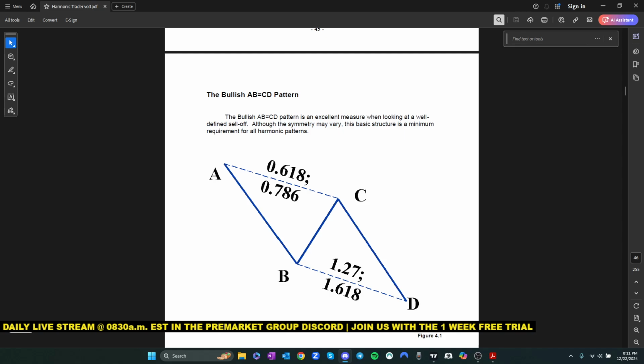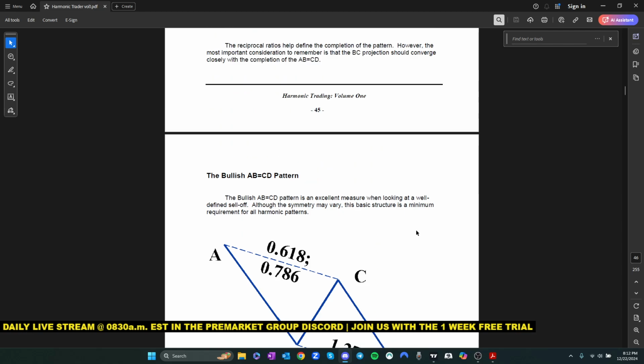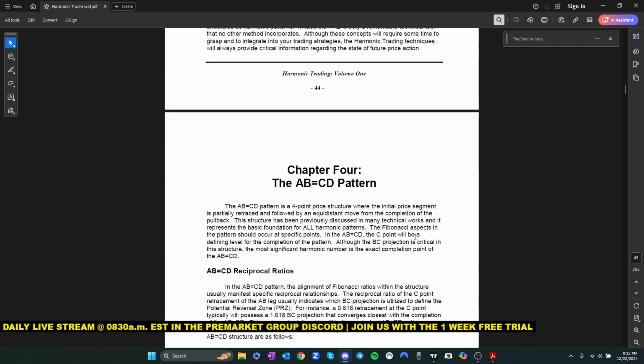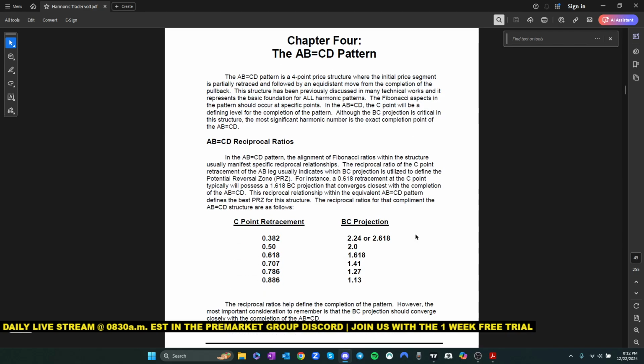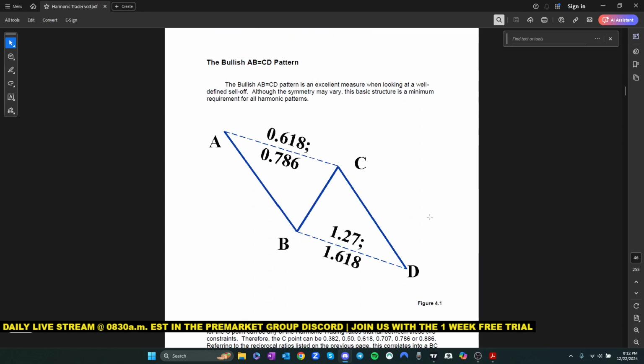We're going to start with part one for harmonics. The information that I'm going to be presenting tonight comes straight from Scott Carney's Harmonic Trader Volume 1. He's got 3 volumes. We're going to focus on the first one, and we're going to keep our focus on the Fibonacci ratios and also the ABCD pattern, the AB equals CD pattern, which is this pattern right here.